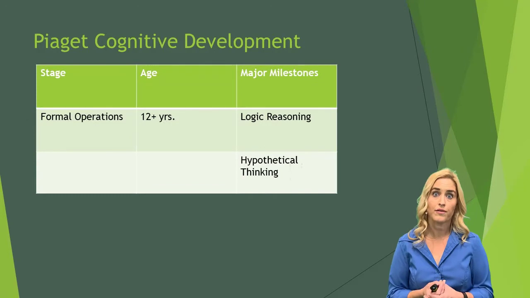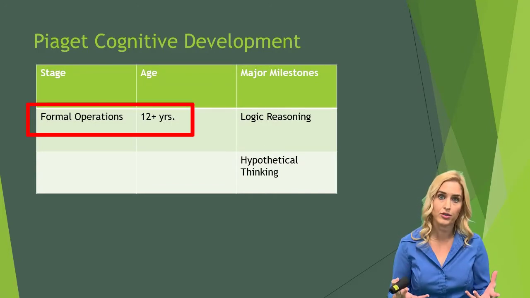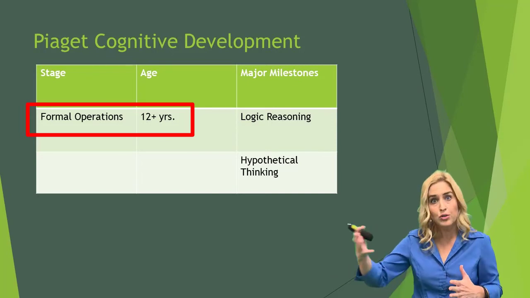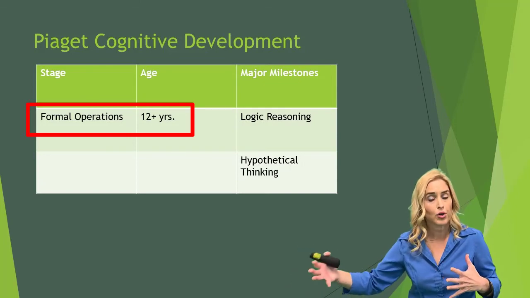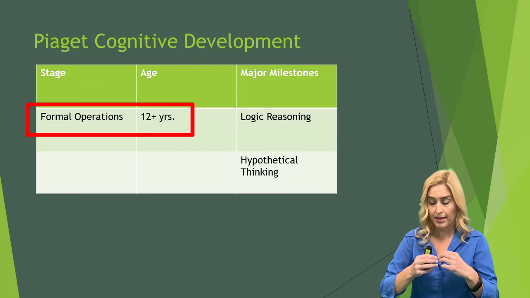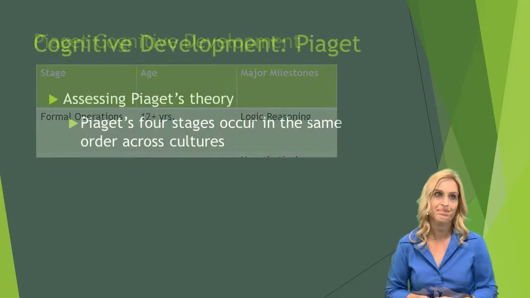The last stage of development is formal operations, and this is achieved at about 12 years of age. This is where we are able to start thinking hypothetically, so into the future. If I have these actions now, what might happen in the future? We're also able to start thinking rationally, and we're able to solve much more complex logic problems.